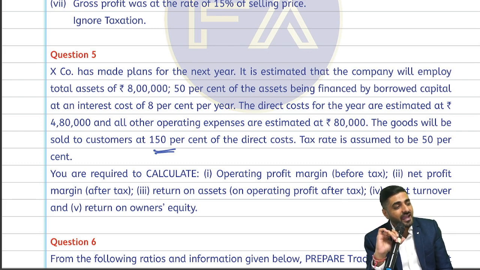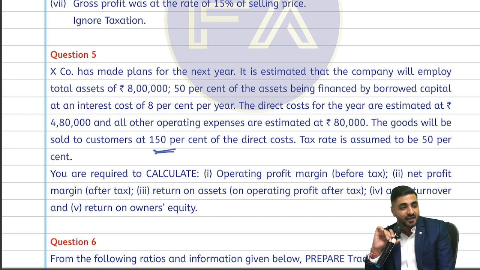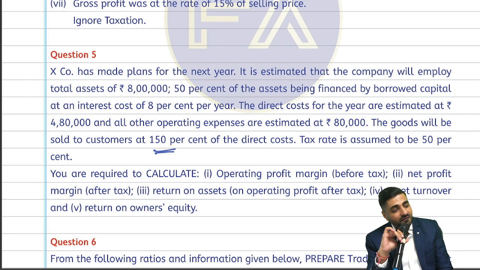Now let's read this. X has made plans for the year. It is estimated that the company will employ total assets of 8 lakhs. 50% of the assets are being financed by borrowed capital with an interest cost of 8%. The direct costs are estimated at rupees 4 lakh 80. All the other operating expenses are 80,000. The goods will be sold to the customers at 150% of direct cost. Tax rate is assumed to be 50%. You are required to calculate operating profit margin before tax, net profit after tax, return on operating profits after tax.